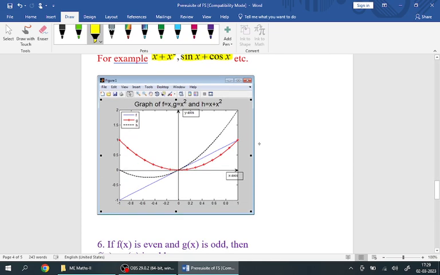So I already told you the graph of an even function is symmetric about the y-axis. So this is an even function. g of x equal to x square is an even function. You will observe this g of x graph is here. This is the g of x graph because it is symmetric about the y-axis.